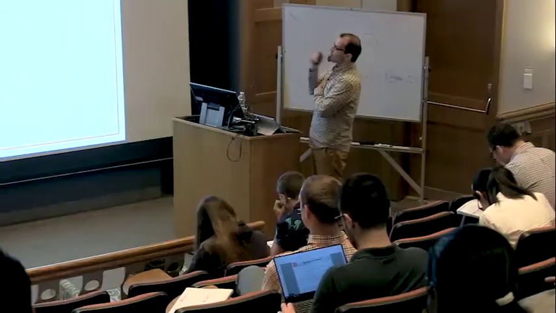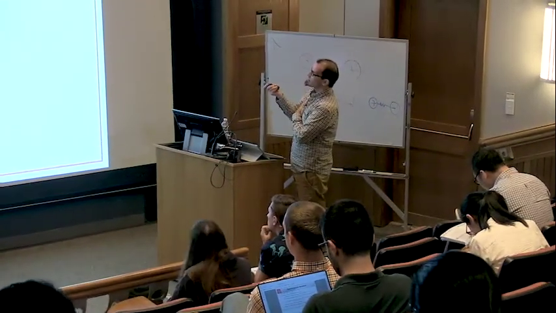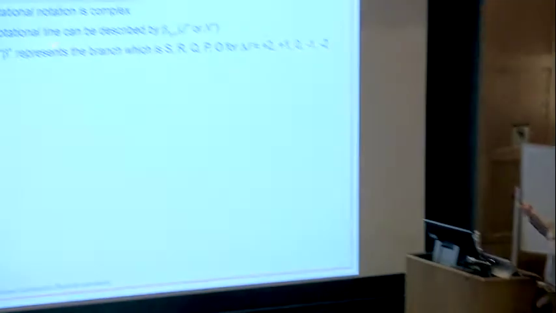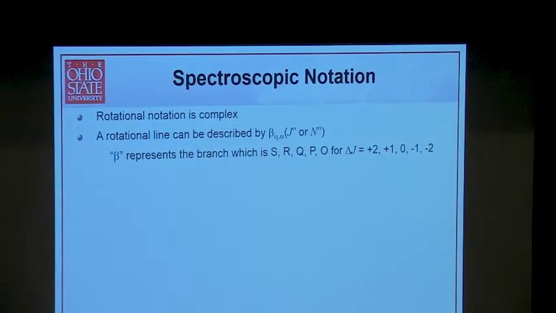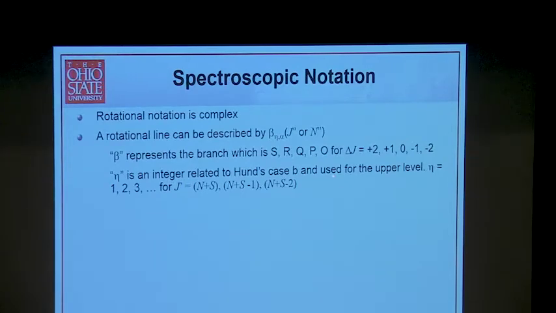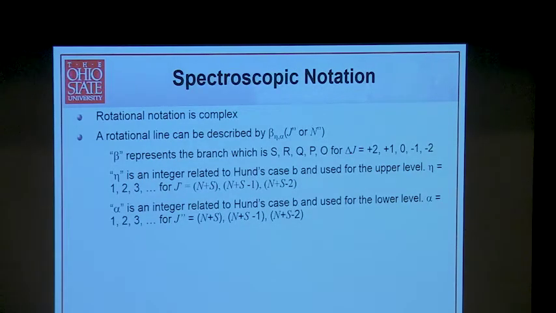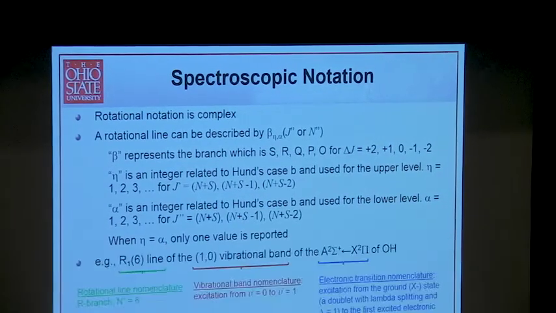And then the final thing is that rotational complex notation can get even worse. It's described by this Beta to the Eta Alpha. Beta represents the branch, but it's just based on the selection rules. Eta is an integer related to Hund's case, so it's 1, 2, 3, depending on what Hund's case you have, A, B, C. Alpha is related to the lower level, and when Eta is equal to Alpha, only one value is reported.